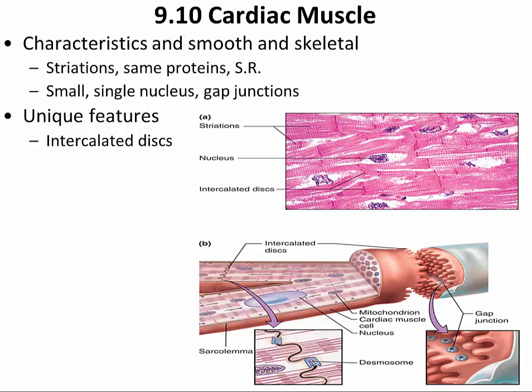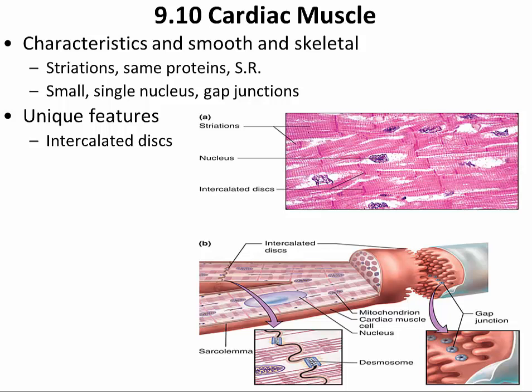In section 9.10, we talk briefly about cardiac muscle. Cardiac muscle is covered in more detail in chapter 12, but here we do briefly talk about the anatomy and physiology of cardiac muscle cells and compare and contrast it to both smooth and skeletal muscle.